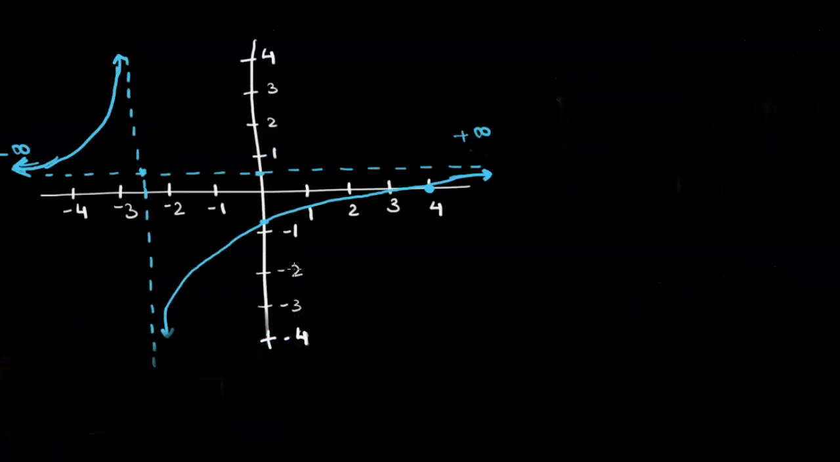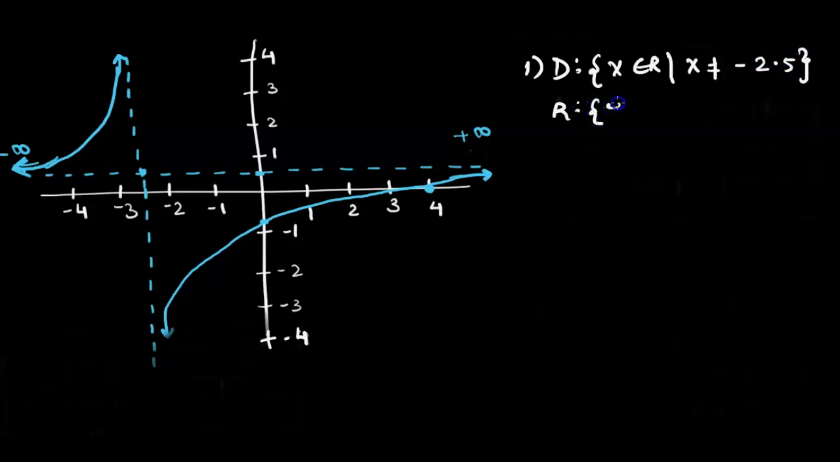Once we get the final graph, we can write down the key characteristics. So the domain for such a graph would be x ∈ R, where x is not equal to the vertical asymptote, and that is -2.5. The range is y ∈ R, where y is not equal to the horizontal asymptote, and that is 0.5. We can write down the x and y intercepts if we want here. However, we have already found those x and y intercepts earlier, so we need not mention them again.